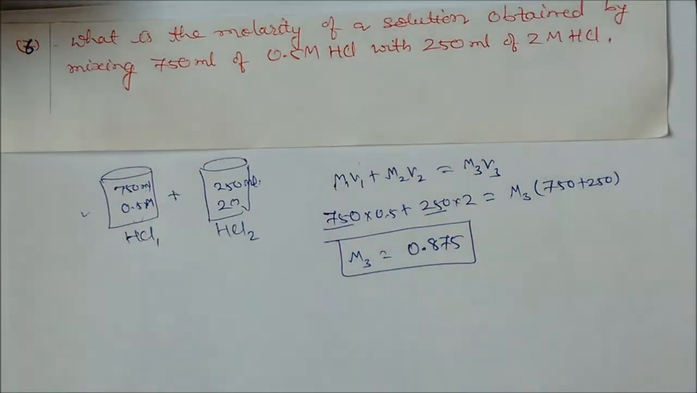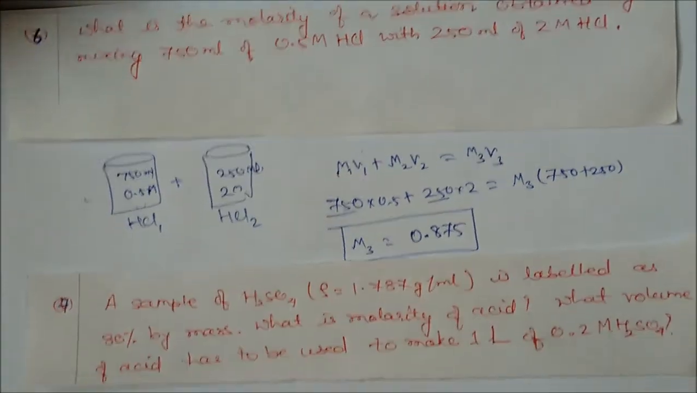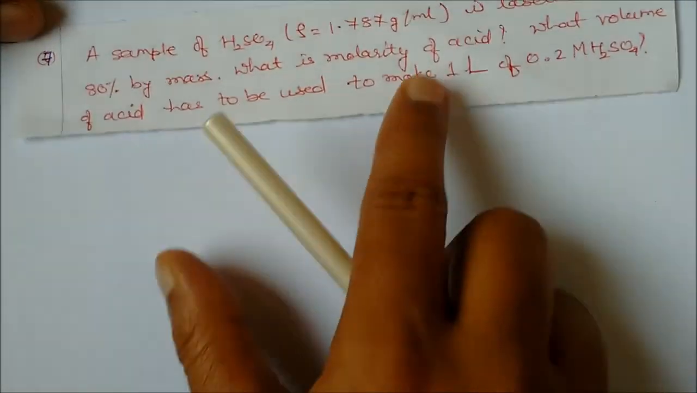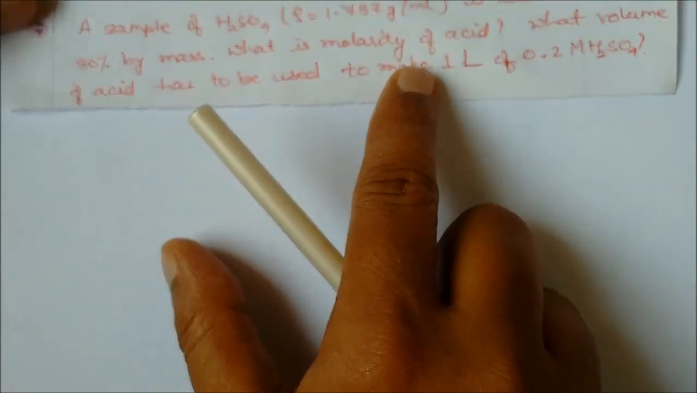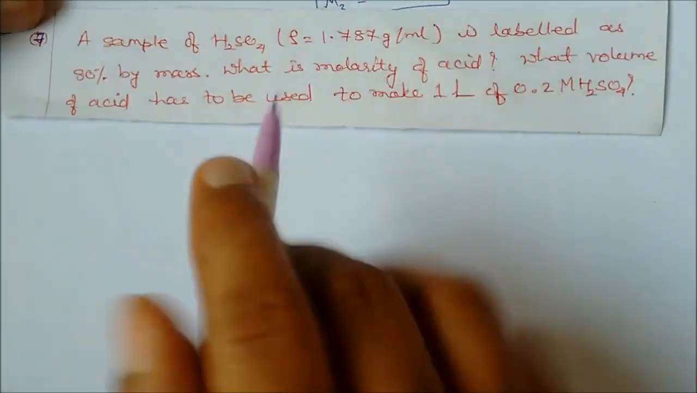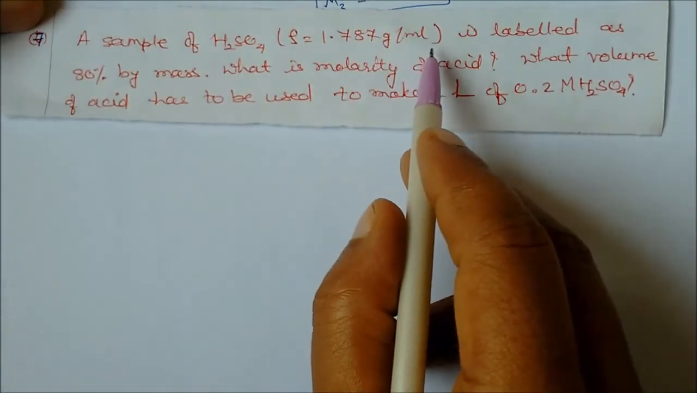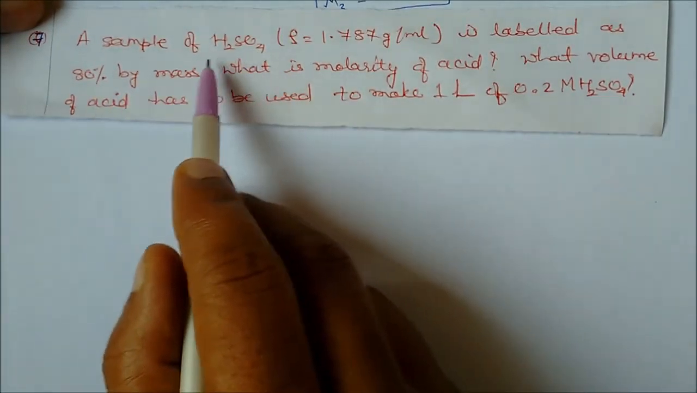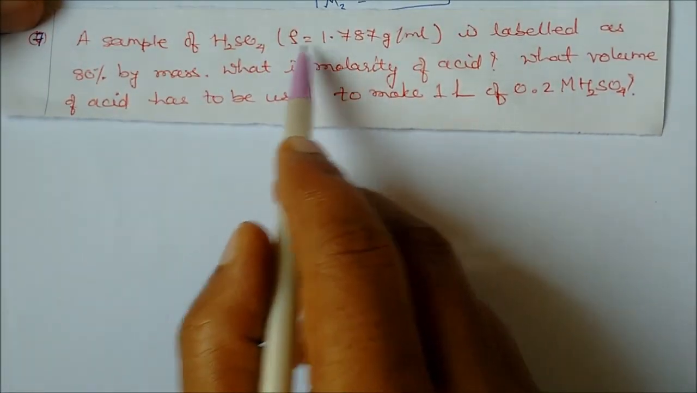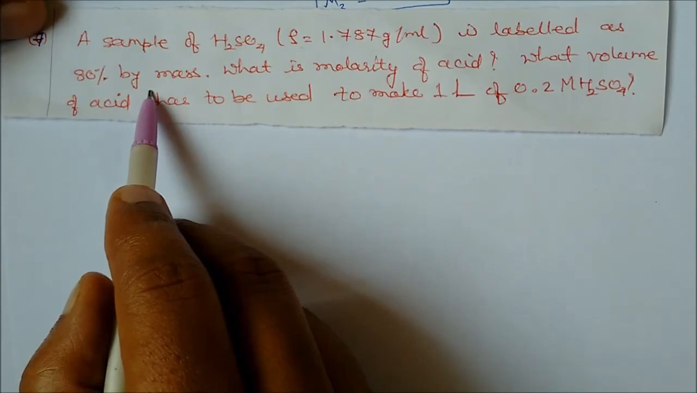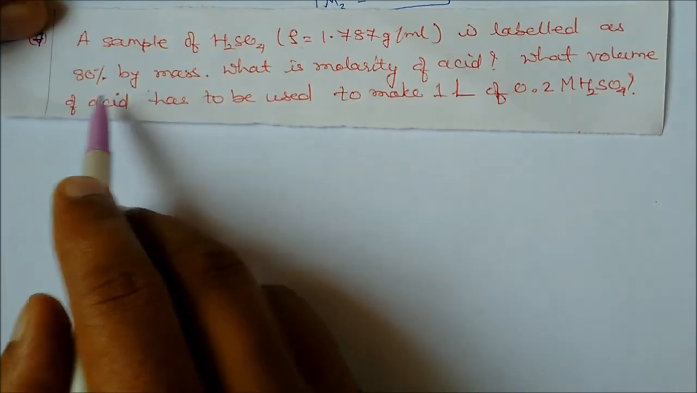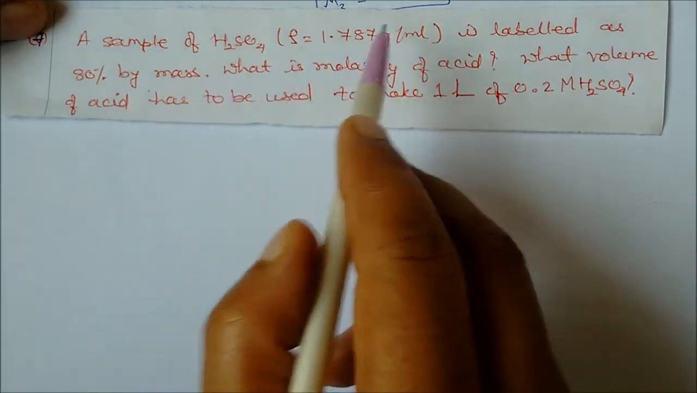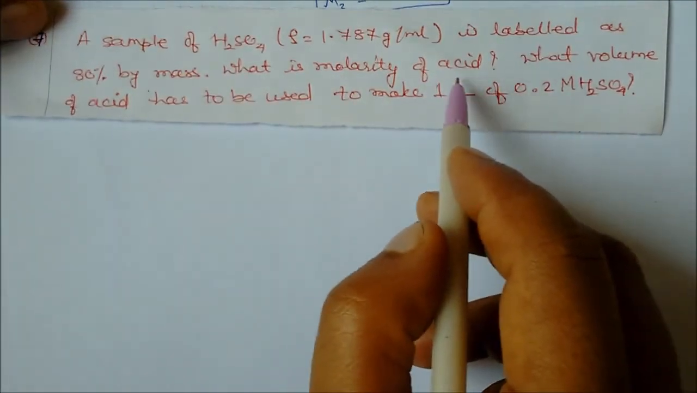Now next is this one: a sample of H2SO4 with density 1.787 gram per ml is labeled as 80% by mass. So this is a sample of H2SO4, density is given and 80% by mass. By mass is very clear: it means 80 gram of H2SO4 in 100 gram of solution. So what is the molarity of the acid?